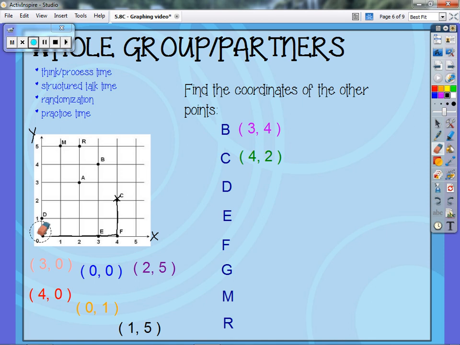Okay? So what I'm going to do is give you guys a few minutes to work out the rest of these. I'm going to give you about 3 minutes or so to work on these with the partner, and then we'll go over them.